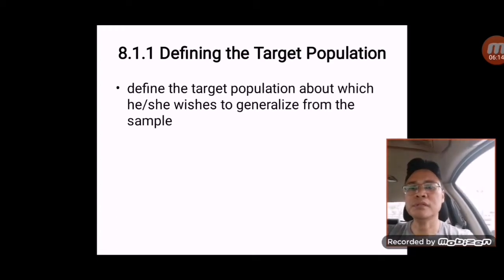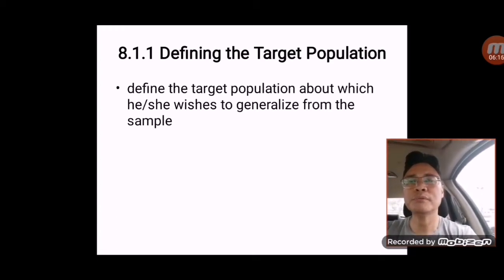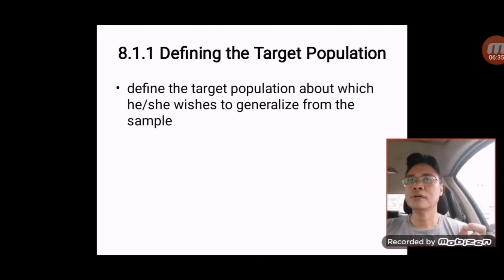Okay, target population ni bukanlah bermakna penduduk. Okay, target population is the target respondents of the survey. Example, if your study is about youth, your target population is youth, alright, youth in between 18 to 25, youth, belia.